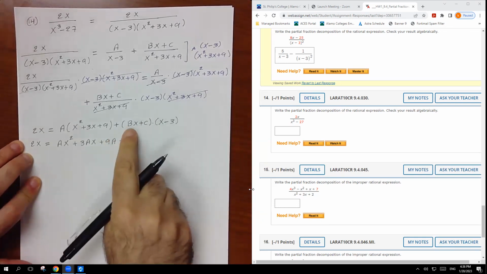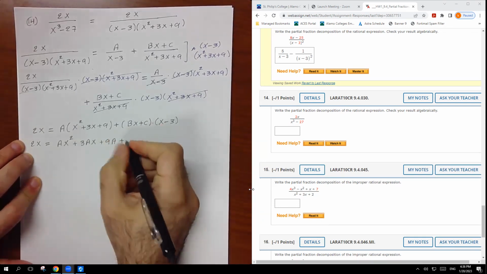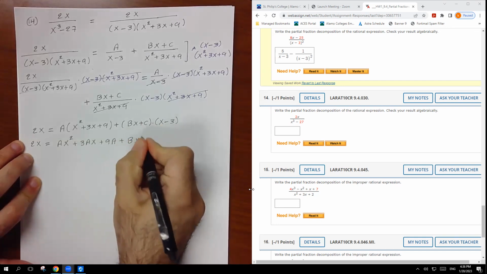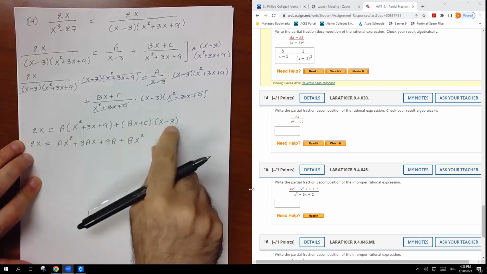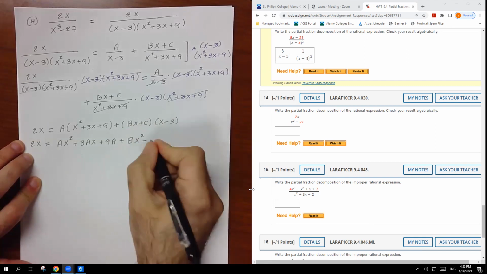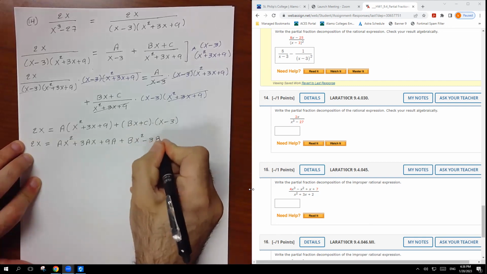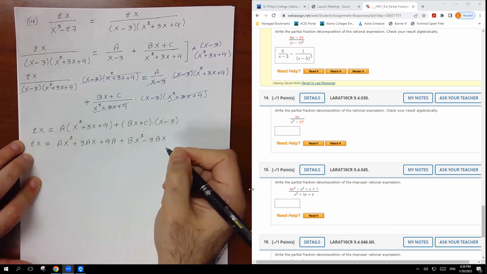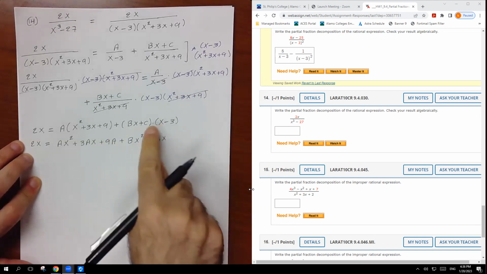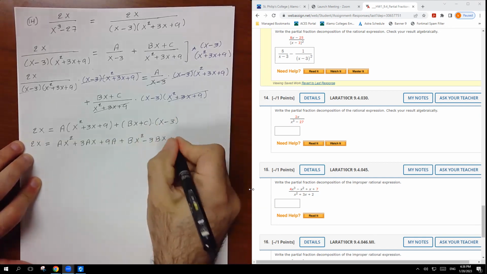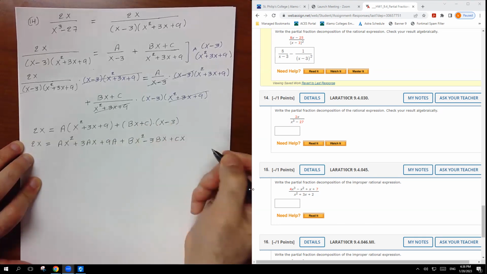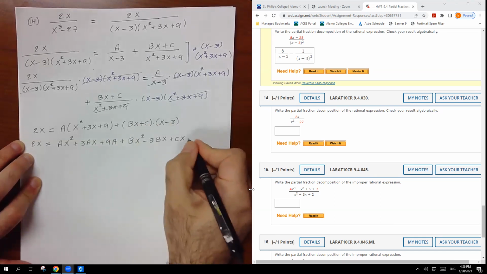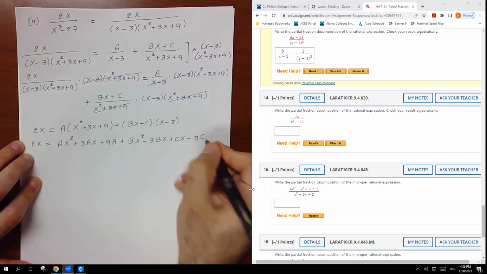Plus, now dx times x is going to be plus dx squared. Dx times negative 3 is negative 3 dx. Be careful when you're doing these steps. Now c times x is going to be cx. C times negative 3 is negative 3c.